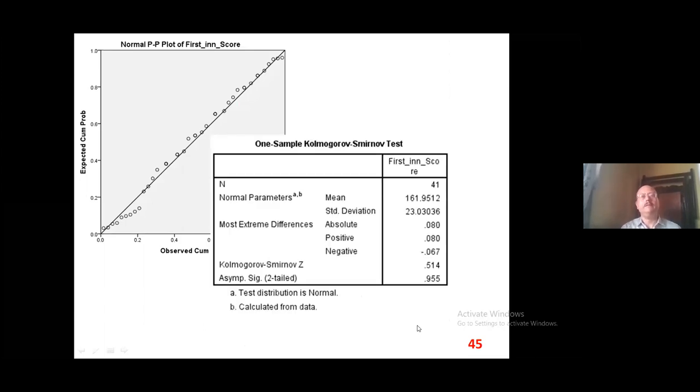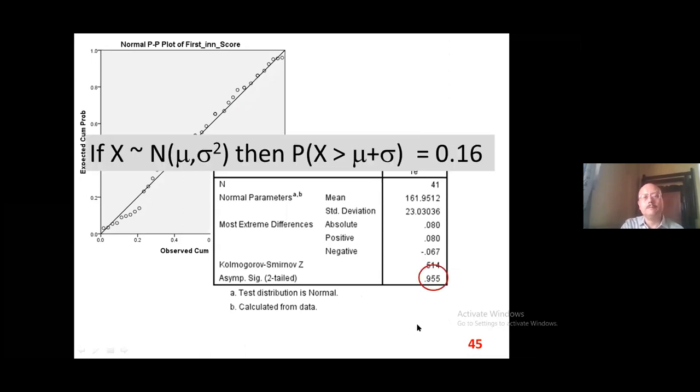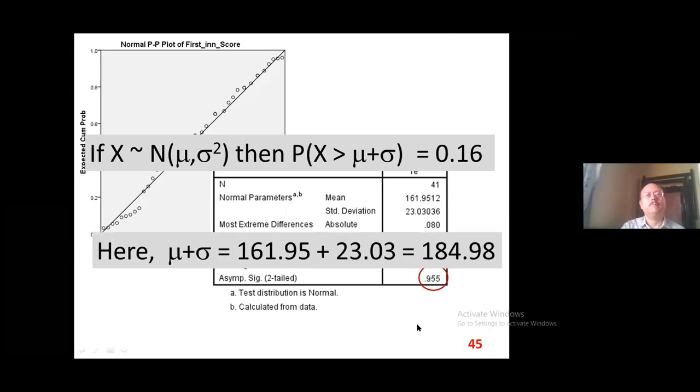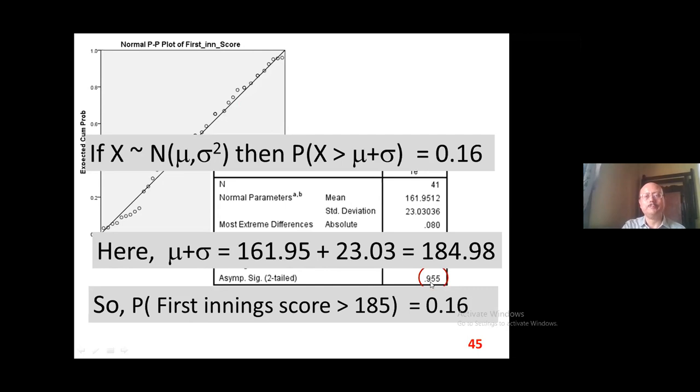We try to fit a curve which will predict our first inning score reasonably well. Using some statistical tools, we try to fit a distribution to the first inning score. And as always, our candidate is the normal distribution, easiest to work with, and we estimate these parameters. So suppose I have fitted this normal distribution with this mean and this standard deviation, then I can make a statement like this, that the probability of getting more than 185 in the first innings has a chance of 16%.